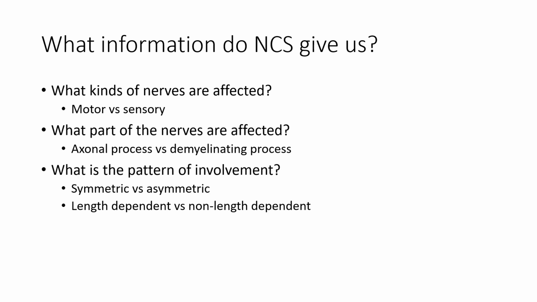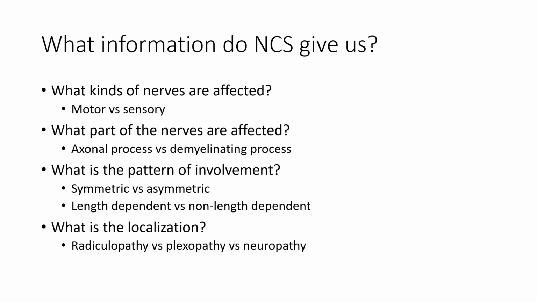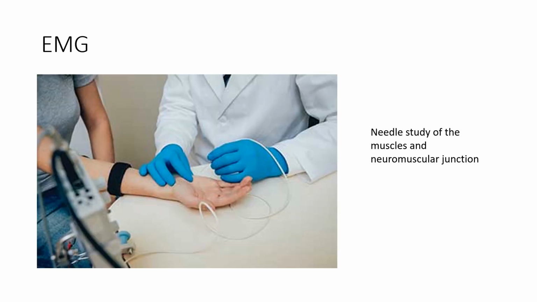And it can tell us the pattern of involvement. Is it symmetric or asymmetric? Is it length dependent, meaning the longest nerves are affected but shorter ones are not? Or is it non-length dependent, meaning it's sort of random what's affected? And based on what nerves are affected, it can help us to localize, is this a radiculopathy, a plexopathy, or a neuropathy as well? So nerve conduction studies give us a lot of information about the peripheral nerves themselves.